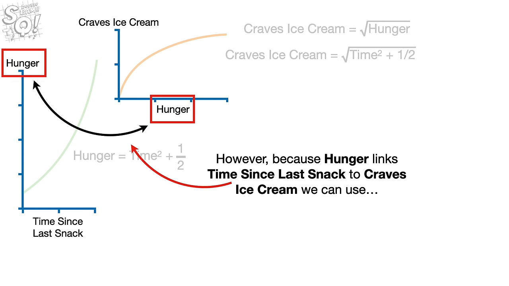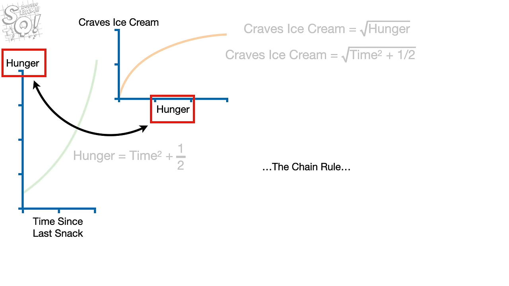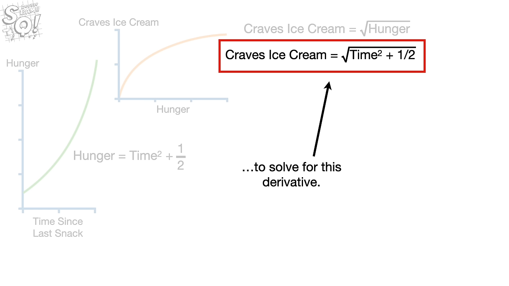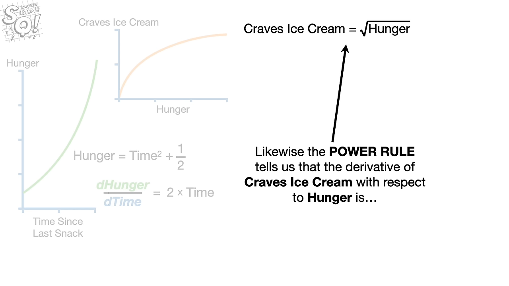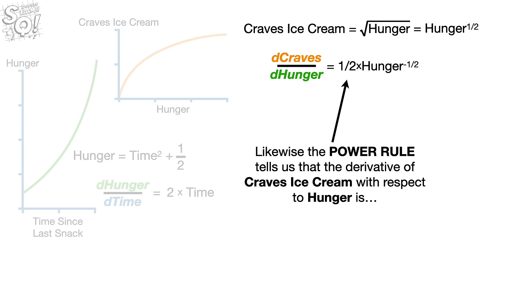However, because hunger links time since last snack to craves ice cream, we can use the chain rule to solve for this derivative. First, the power rule tells us that the derivative of hunger with respect to the time since the last snack is 2 times time. Likewise, the power rule tells us that the derivative of craves ice cream with respect to hunger is 1 divided by 2 times the square root of hunger.